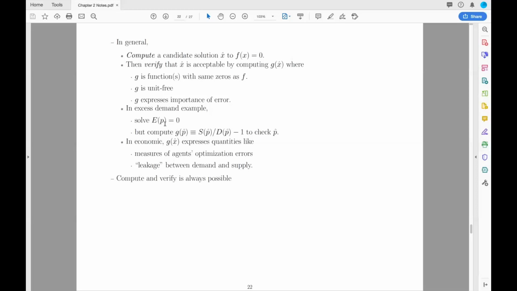And now here, what I was implicitly doing with this demand and supply example is trying to solve excess demand equals 0. But then what I ended up computing is the ratio of supply and demand, which should be equal to 1, subtract 1, and then that gives you a relative error expression for the error. This is more what's called backwards error. Now, if your functions are well behaved, then the backwards error approach does give you a good prediction of what the forward error is.